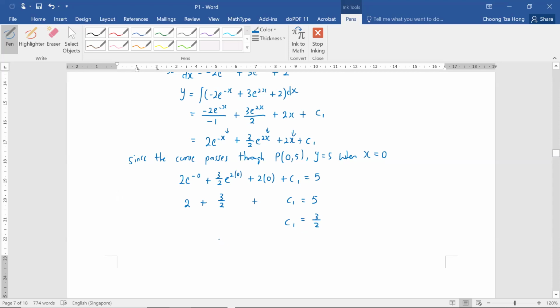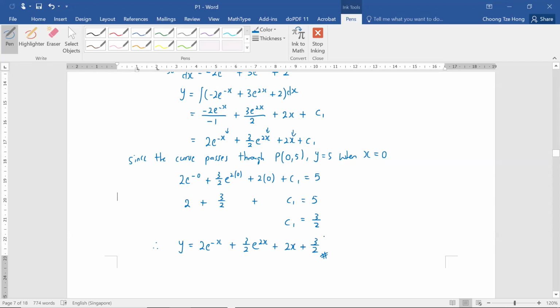Okay, so since we have found C1, then we have successfully solved the question. Because now we know fully the equation for the curve. So y will be 2e^(-x) plus 3/2 e^(2x) plus 2x plus 3/2. So this will be the solution to the question.